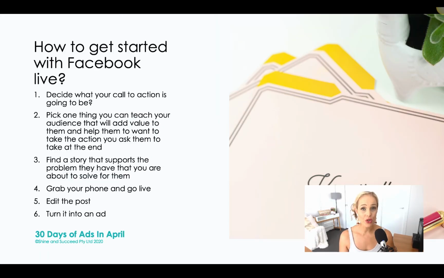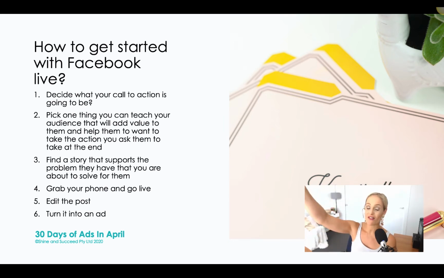So how do you get started with Facebook Live? We're going to talk about 6 different things that you need to pay attention to. The first one is you're going to decide what your call to action is. Now, maybe you're thinking, hold up. The call to action is the last thing I want to think about, not the first thing. And you would be right. It is the last thing that happens on the video, but it's the first thing you need to think about.